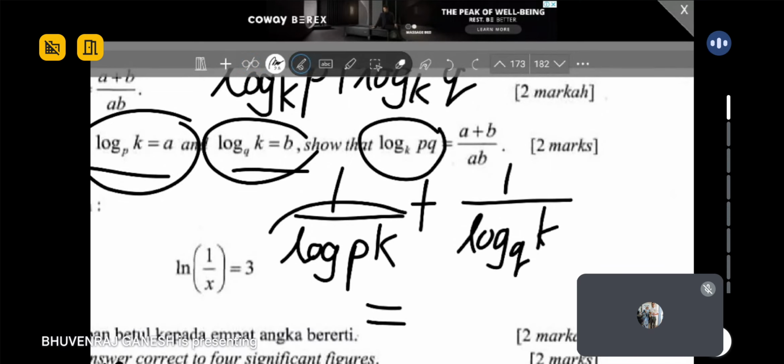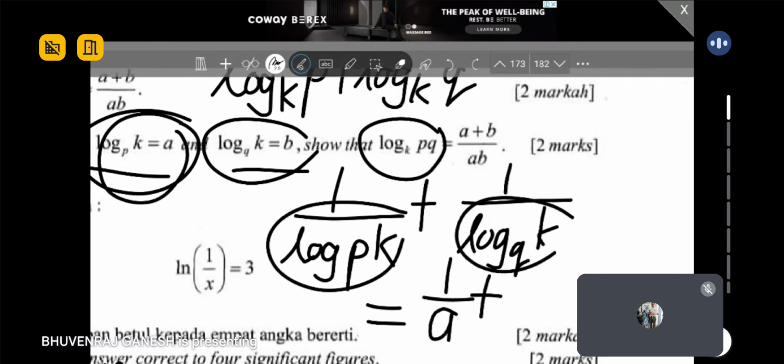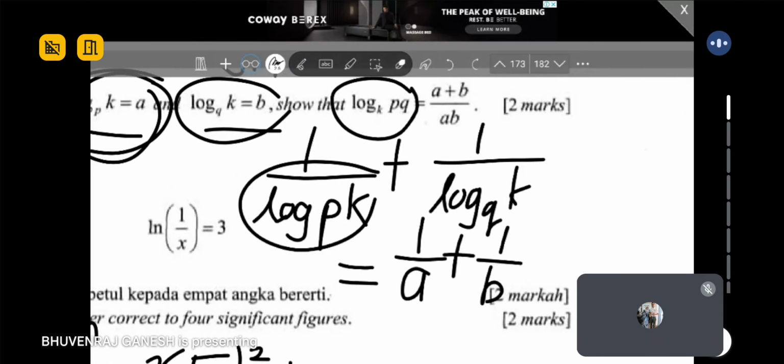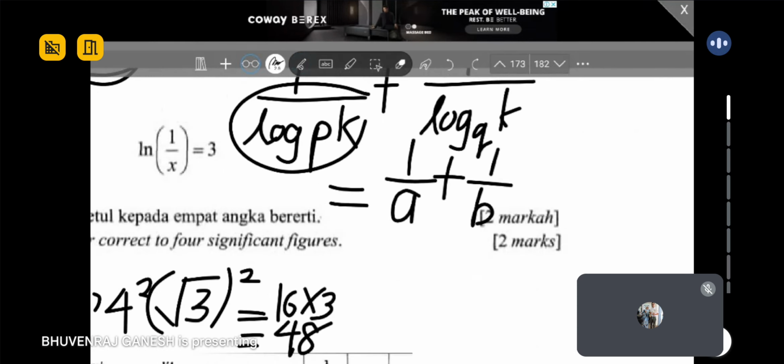Okay, so now log PK. Log PK, your information is A. Am I right? So it's 1 over A. Log QK is B. So you can write as 1 over B. So now, how do we get these, guys? Macam mana dapat yang ni? You just combine to become a single fraction. Kamu gabung dua-dua pecahan ni jadi pecahan tunggal.